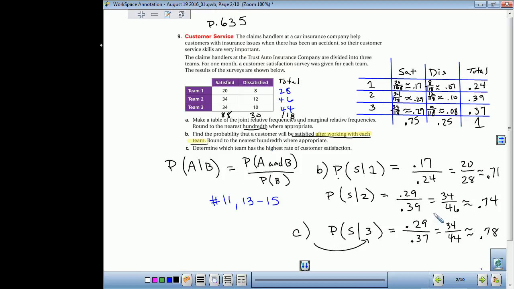Okay, any questions about number 9? So I did do that. They each did their condition for each one. Okay, so when we look at this, it has the highest rating, so therefore group 3. Which team had the highest rate of customer satisfaction? Group 3.